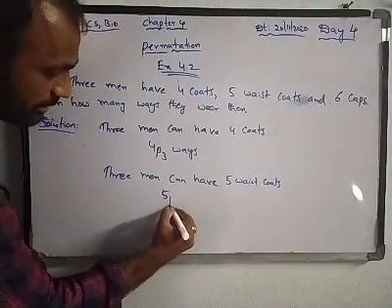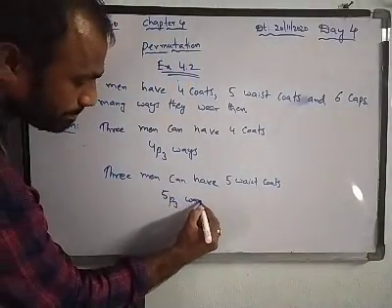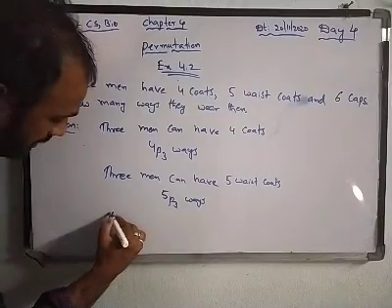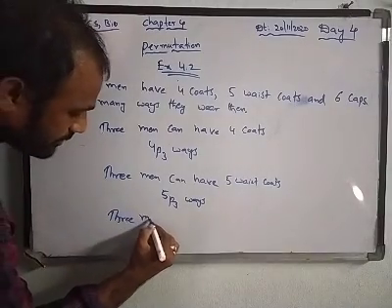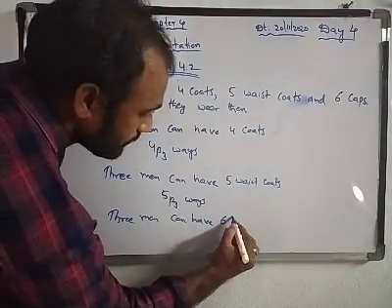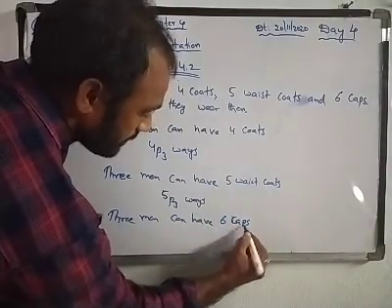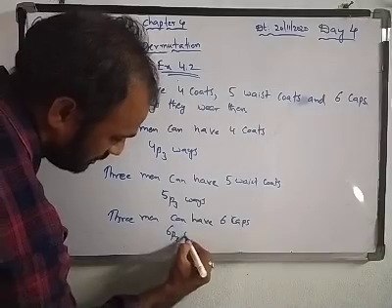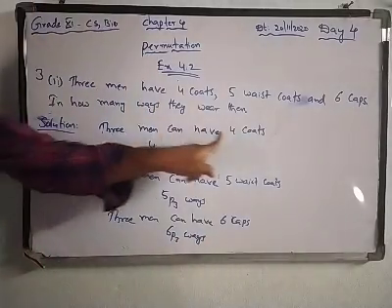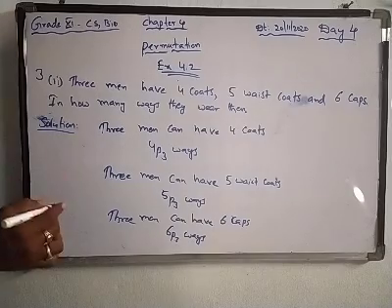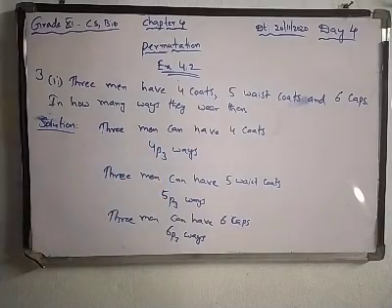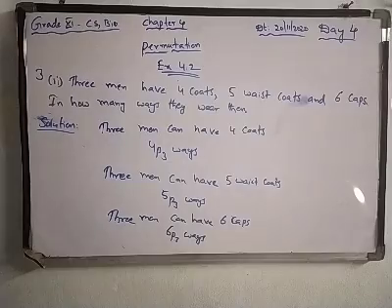So it will be 5P3 ways. And 3 men can have 6 caps. So it will be 6P3 ways. Now you may be having a doubt like why we are not keeping 3P4. According to our condition, r value should be less than or equal to n. So definitely it will be 4P3 ways.